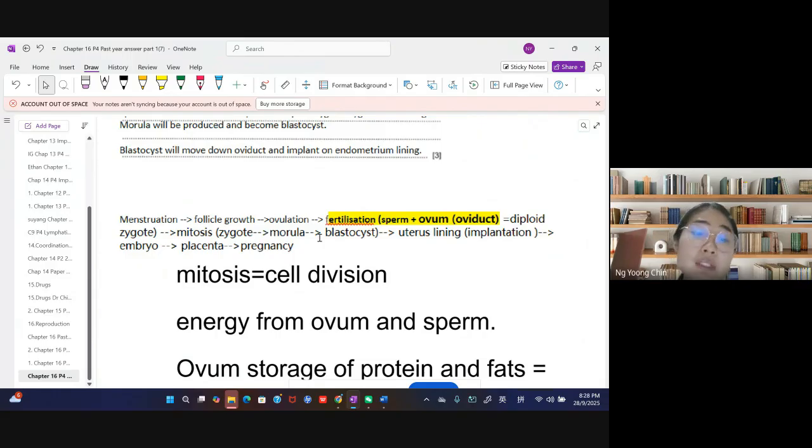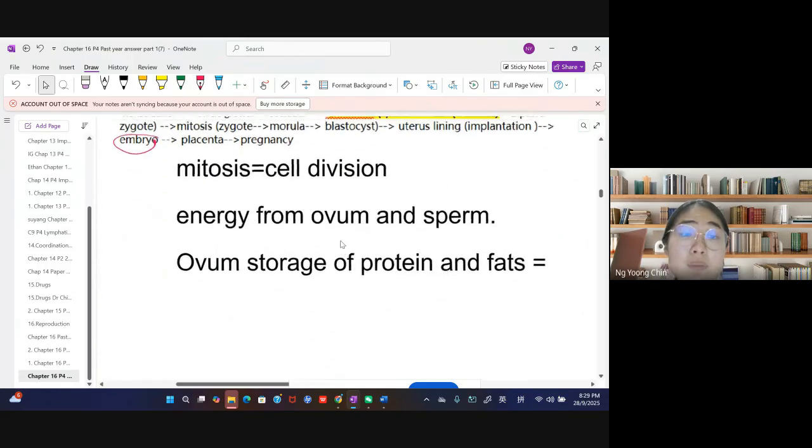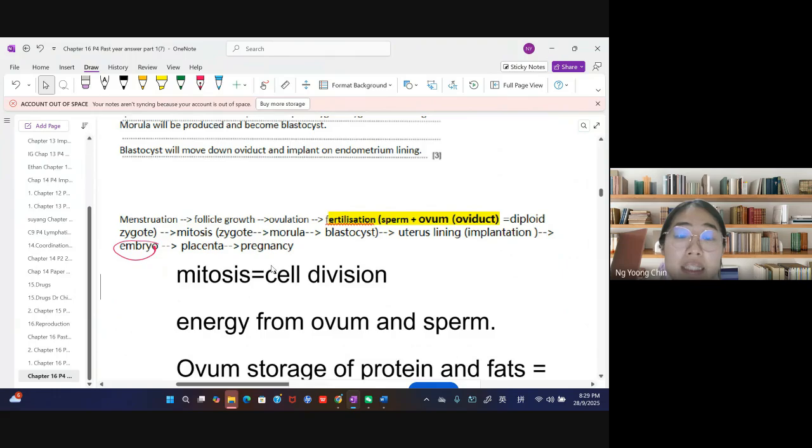After that, it will become an embryo, okay, embryo. And then they will start to grow the placenta. The placenta will secrete progesterone, which helps to maintain the pregnancy.